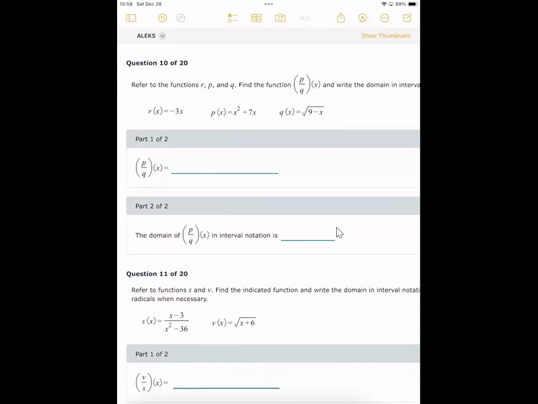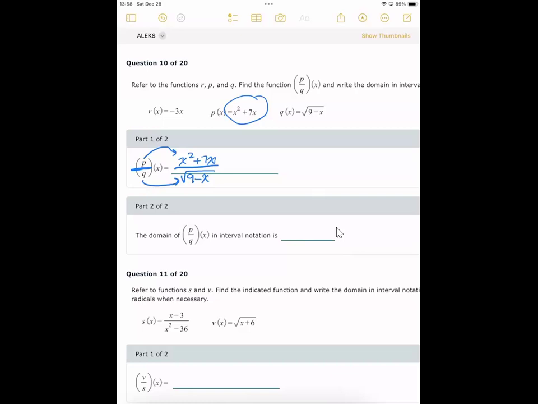The next question says, find p divided by q and then find the domain. So what is p? That's p. It goes here. Divided by. This is the division. This is p. And what is q? Q is the square root of 9 minus x. Part B says, find the domain for this function. We already have done this.